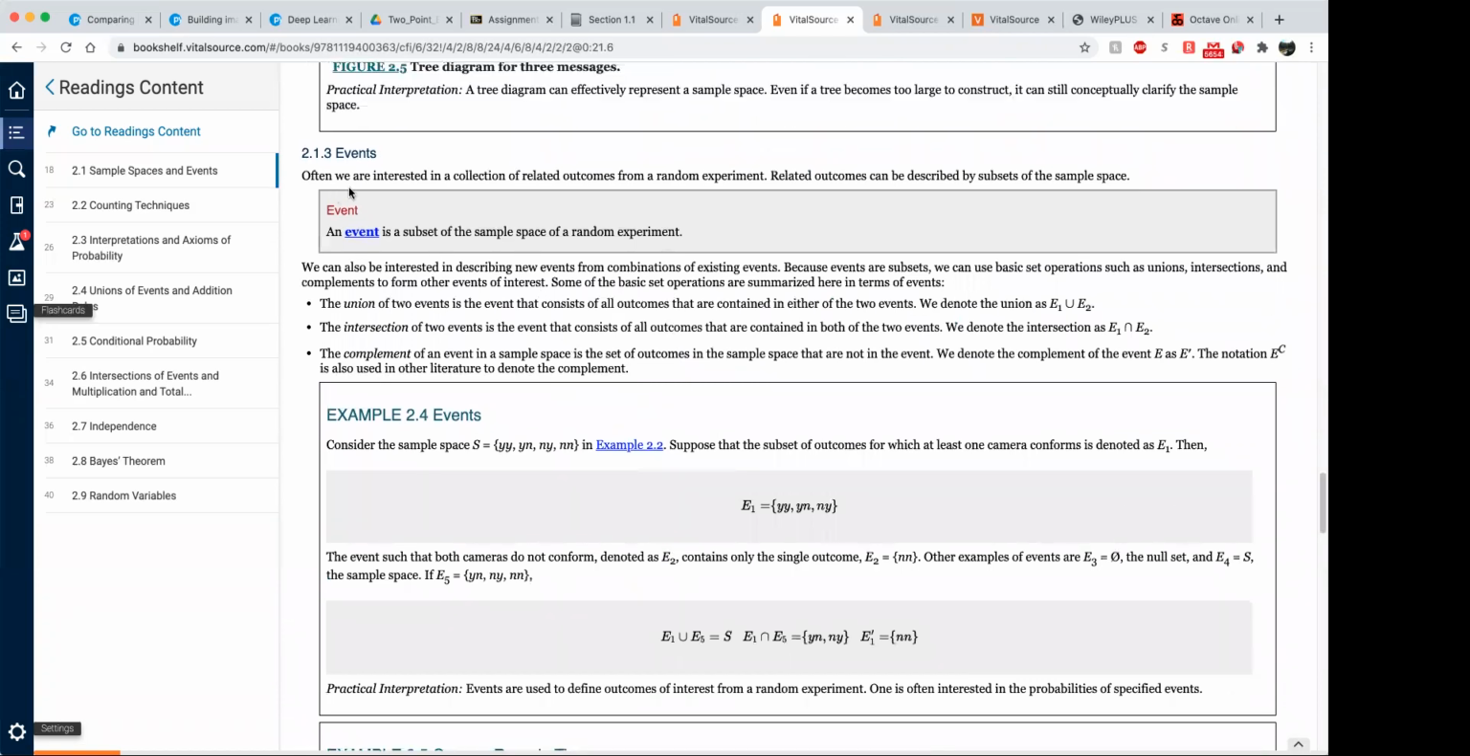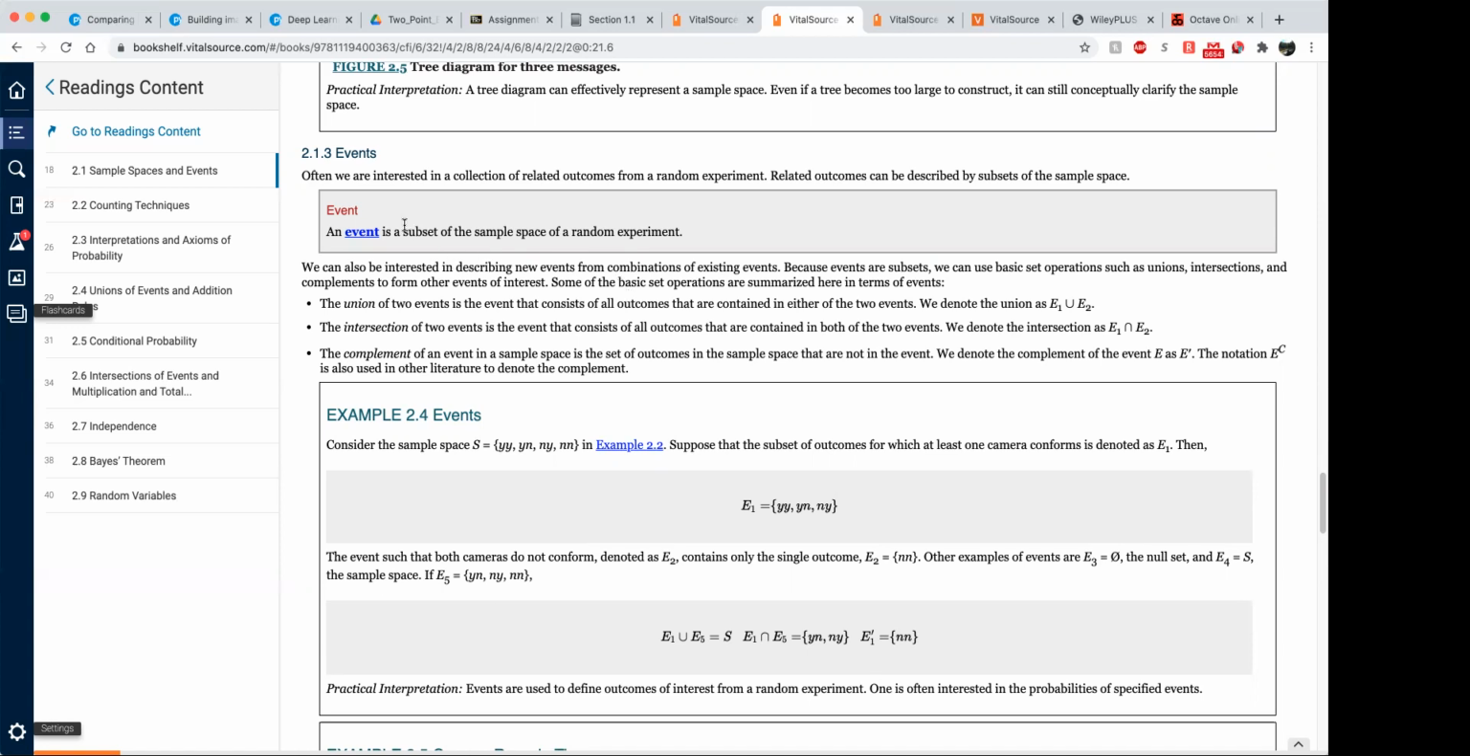The event. Often we are interested in a collection of related outcomes from a random experiment. For example, drawing a die. We can expect the possible outcomes to be 1 through 6, or 1, 2, 3, 4, 5, 6. But we are interested in the outcomes that are even numbers, so 2, 4, 6. Then the set of possible outcomes we are interested in is called the event.